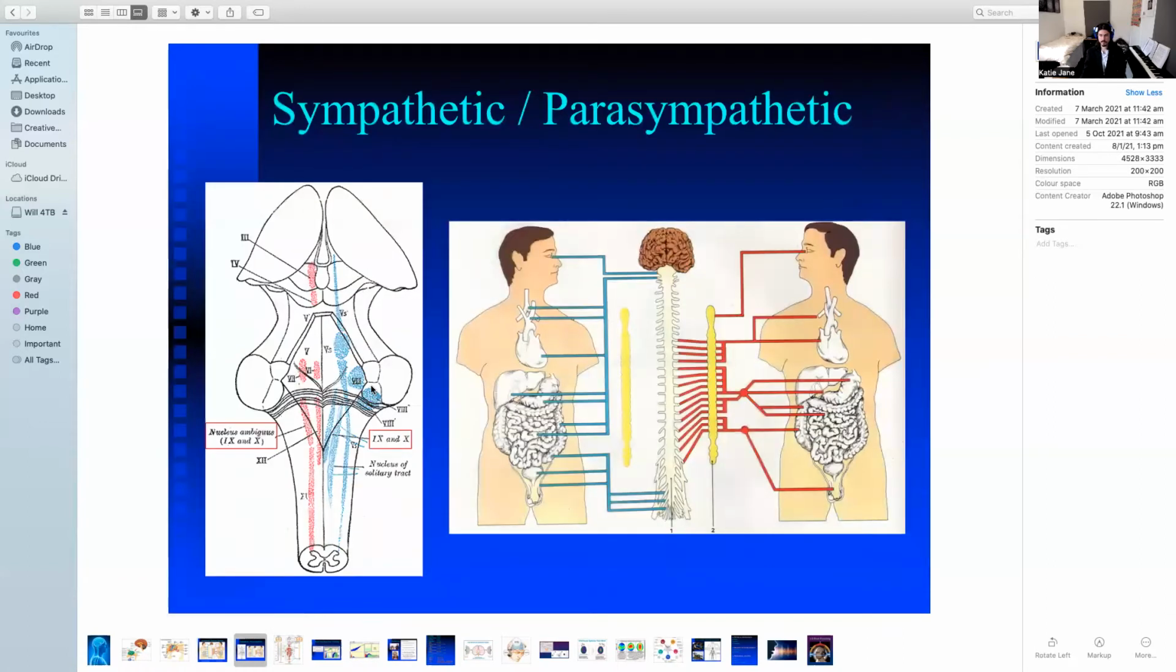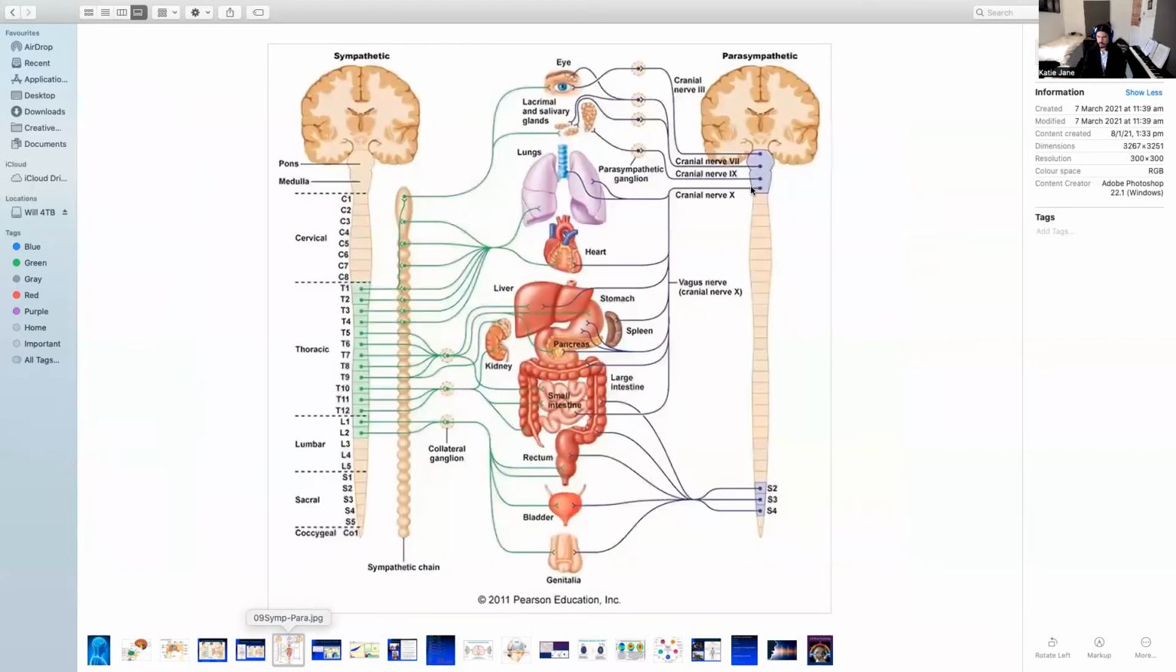A lot of people would probably be familiar with the vagus nerve, and the vagus nerve is cranial nerve number 10, just here. And that is one of these here. And we can see the vagus nerve here as well, cranial nerve, and that's the rest response or parasympathetic nervous system connects directly to our organs, whereas the sympathetic nervous system goes through the sympathetic chain.